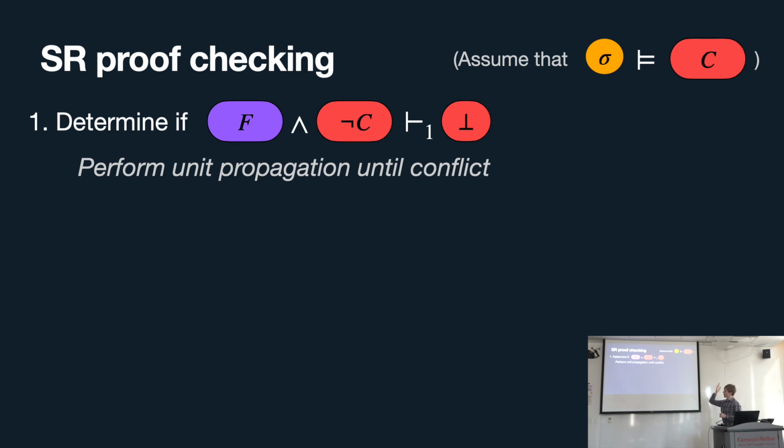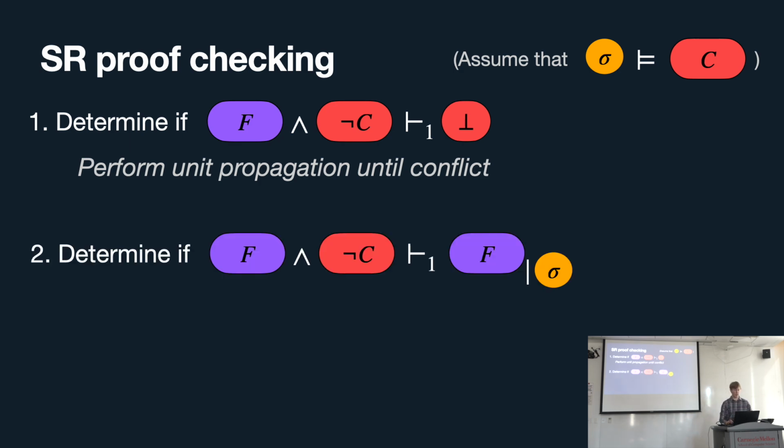Okay, so perform unit propagation into a conflict. If one is reached, you're very happy. If not, you must continue on into the SR redundancy check. So next step is determine if F and not C unit propagation entails F when mapped underneath this substitution sigma. If you didn't have this assumption that's in the top right, then you would have to show F and C when mapped under this sigma is entailed.